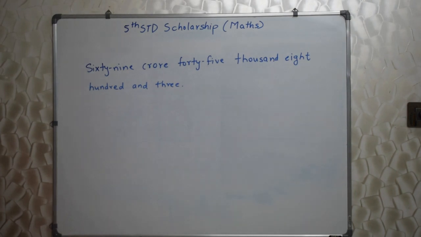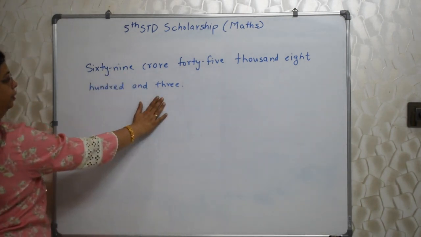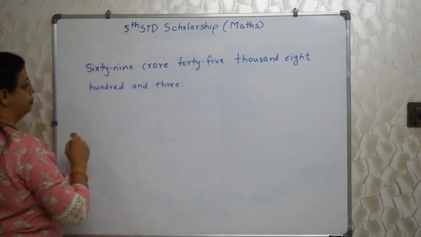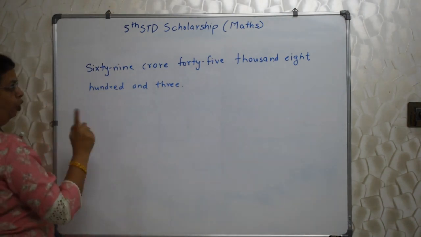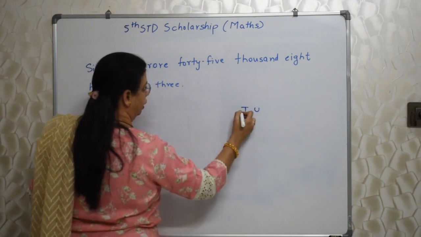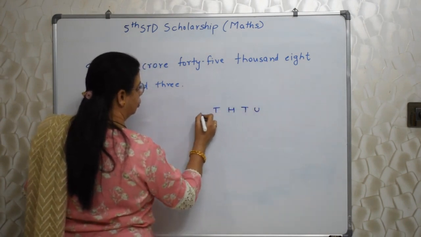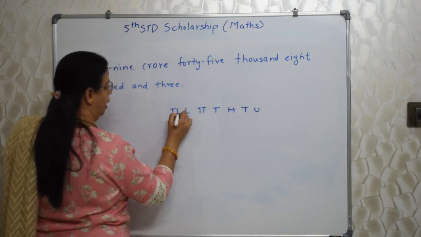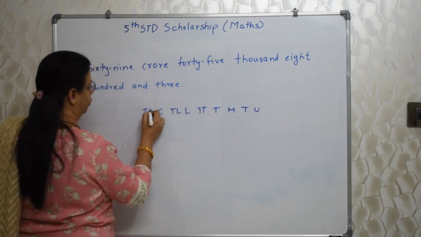Students, read the next sum properly. How is the number 69,45,803 written in figures? Whenever they tell you to write any number, please be careful. If you are not confident, I suggest you write this. Units, tens, hundreds, thousand, 10,000, lakhs, 10 lakhs, crore, 10 crore. Right?